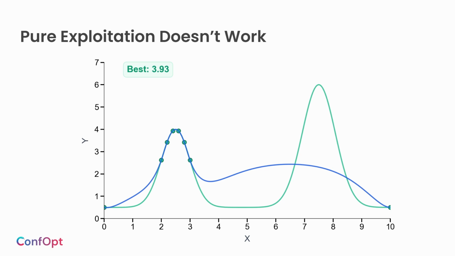So we want to sample at the x that results in the highest predicted y. And that's going to be somewhere around here, right, between these two sample points. And so we sample there, and we go from a best value of 3.93 for our y to a best value of 4, which is awesome.